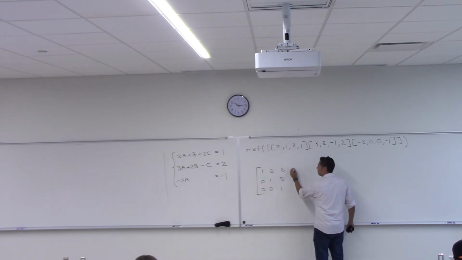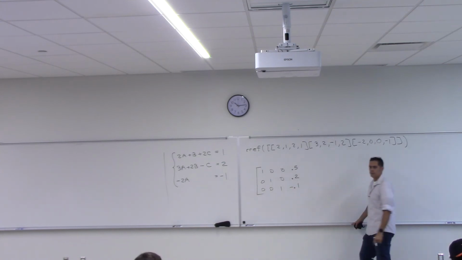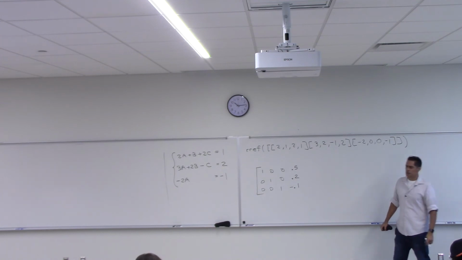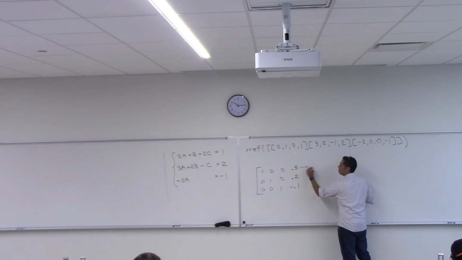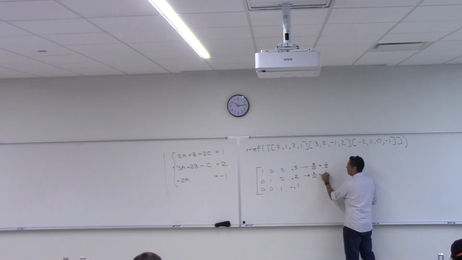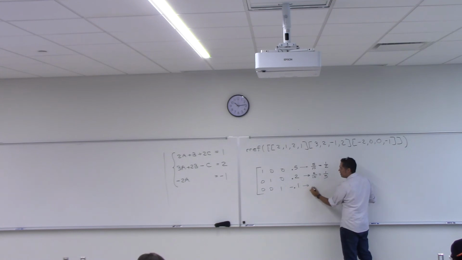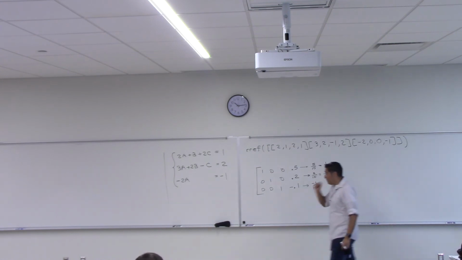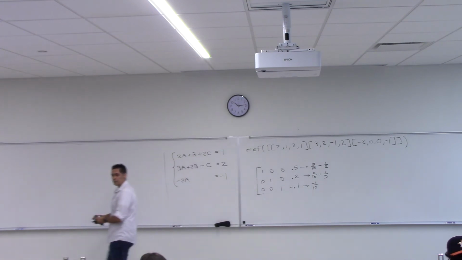All right, what did you get up here? 0.5. 0.2. Negative 0.1. Yeah? Can you all convert those to fractions? 0.5 means 5/10, right? Which is a half, okay. 0.2 means 2/10, which is 1/5. And negative 0.1 means negative 1/10, right? I'm just converting them to fractions. So we know what A, B, and C are, don't we?